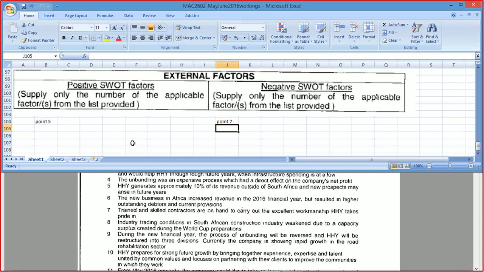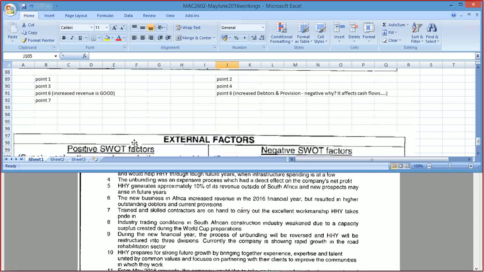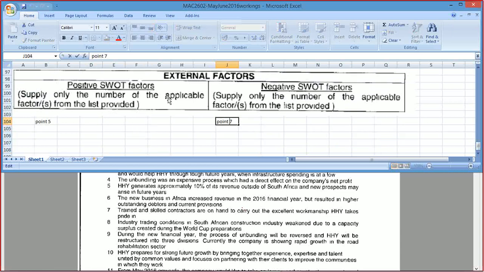8. Industry trading. Oh, that was 8. Sorry, wrong number. This is 9. This is 8. It's 9.